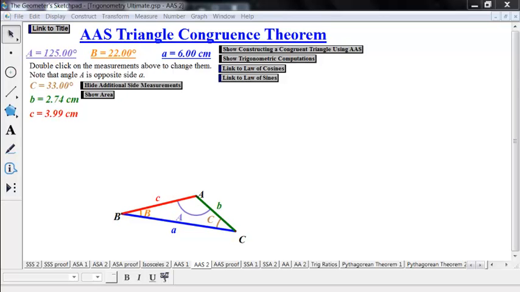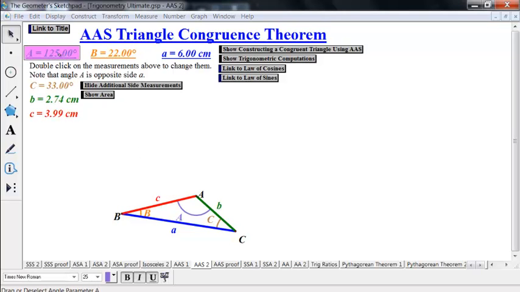Okay, this is the third in our series of videos on solving triangles, and in this video we're going to focus on the angle-angle-side condition, and we'll also do the angle-side-angle condition in this same video. And so in these two conditions you're given two angles and a side.